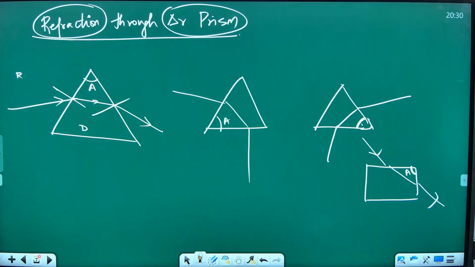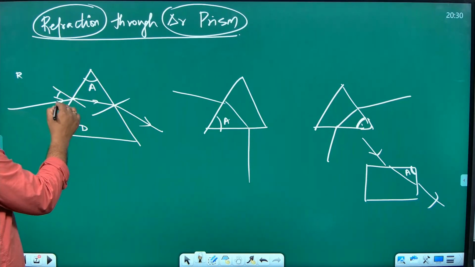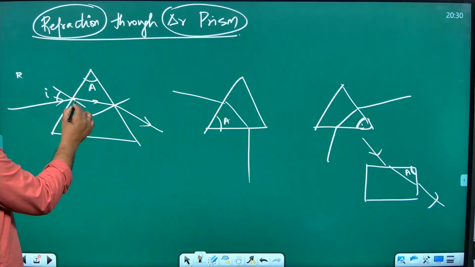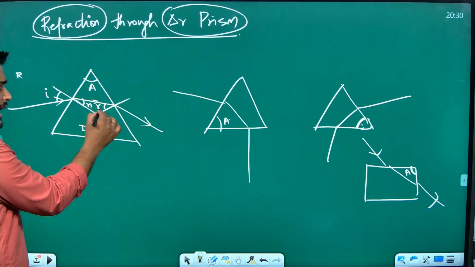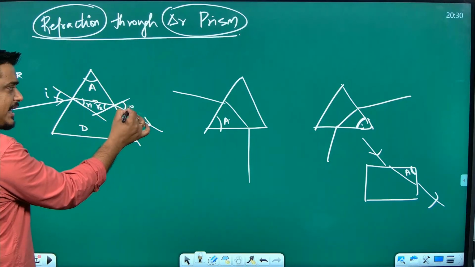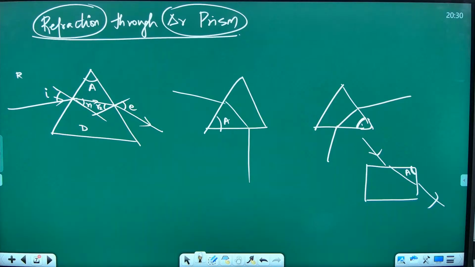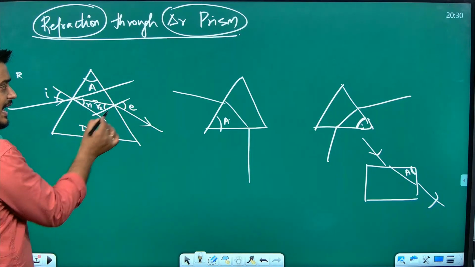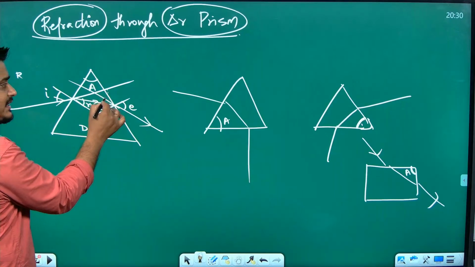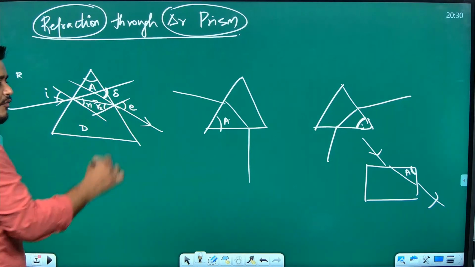Remember that. Okay. So in a prism, there are various angles. For example, this is angle of incidence. This will be angle of refraction 1. This will be angle of refraction 2. This will be angle of emergence. Not only that, if I extend my incident ray and my emergent ray, this angle will be called angle of deviation.